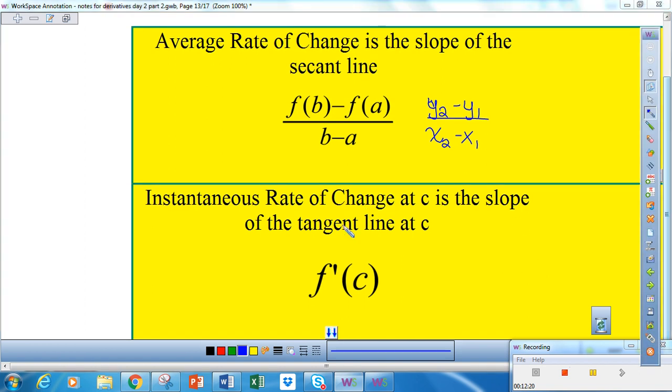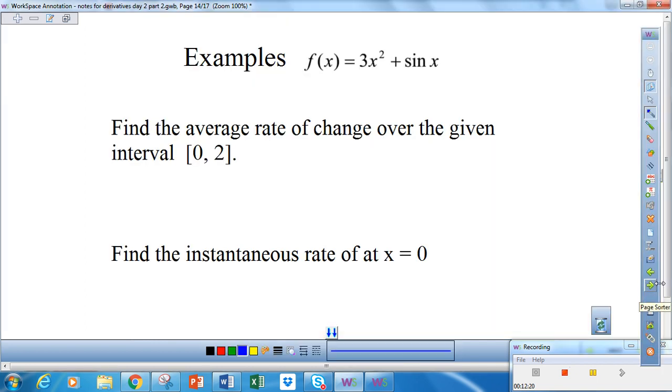The instantaneous rate of change is the derivative at that point. And remember, that's our slope. So let's do an example.